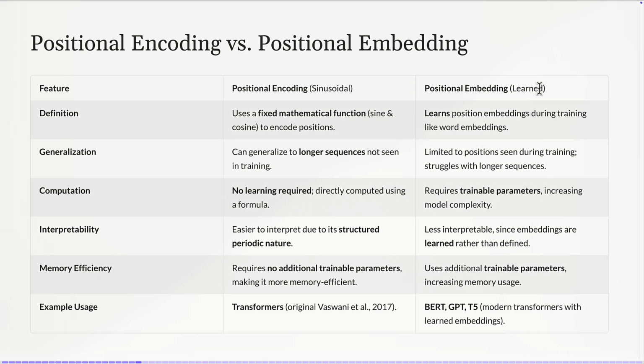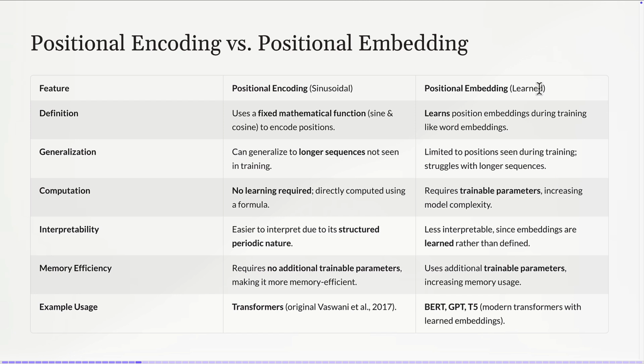So this table summarizes the difference between positional encoding and positional embedding. As I already mentioned, the positional encoding is a fixed mathematical function to encode positions. And here we learn the position embedding using the training, like word embedding, like we did with word2vec. So this can generalize to longer sequences not seen in the training, and this one will be limited to the positions seen during the training and will struggle with longer sequences because it has already learned this embedding based on a certain context length defined in advance.